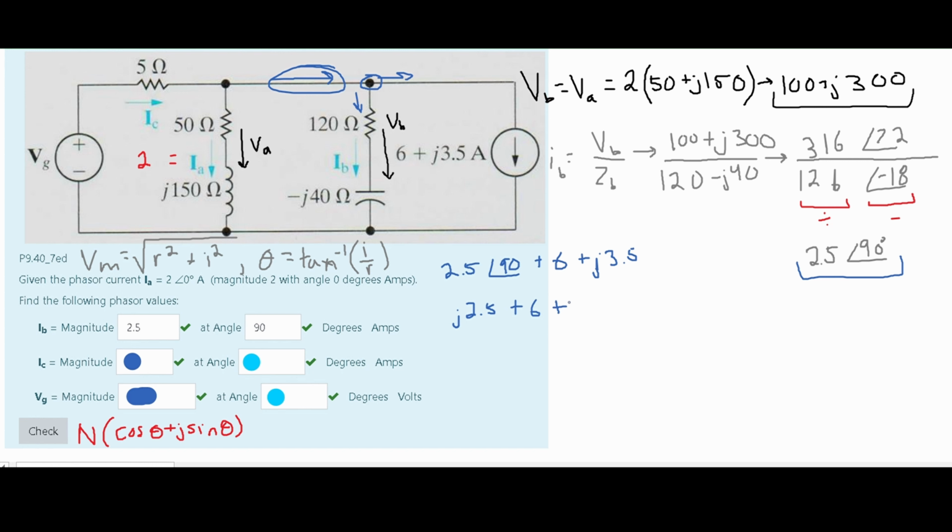And to this we are going to add our 6 and j 3.5. If we combine like terms here, we're going to get a 6 plus a j 6. And this is going to be the current that is flowing through this part.